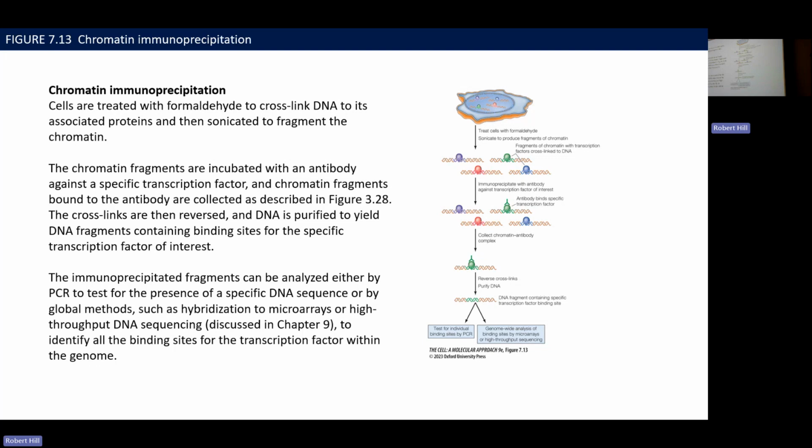All right, so you've got your cells and you treat them with formaldehyde, so everything sticks. Right? Any transcription factors bound to DNA will stay stuck to that DNA.